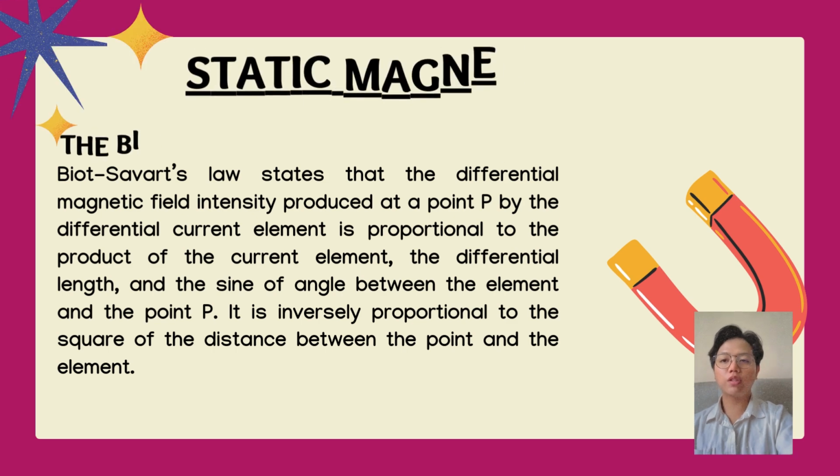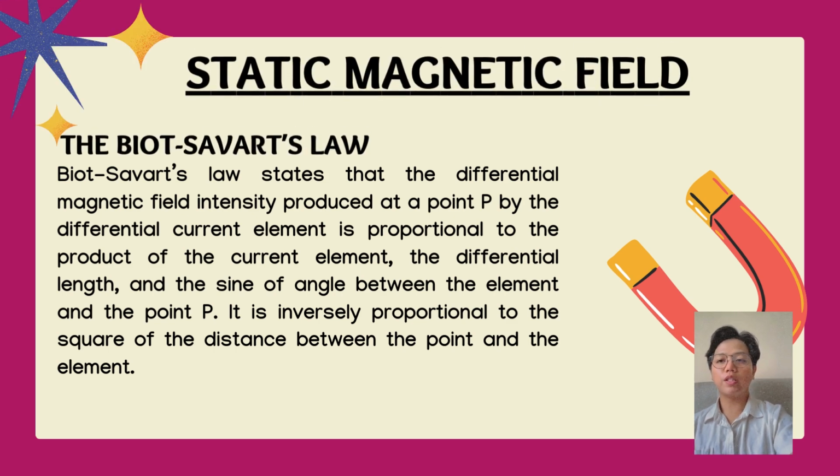Next is the Biot-Savart law. The Biot-Savart law states that the differential magnetic field intensity produced at a point P by the differential current element is proportional to the product of the current element, the differential length, and the sine of the angle between the element and the line to the point P. It is inversely proportional to the square of the distance between the point and the element.